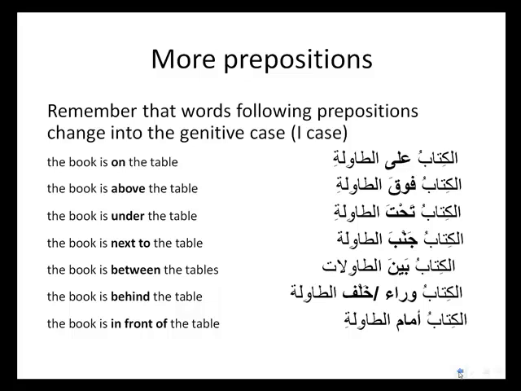And remember, if we're describing the table, the big table, for example, the I case the adjective would carry the I case as well. So it would be الكتاب على الطاولة الكبيرة. And if we add another adjective, that too would change. الكتاب على الطاولة الكبيرة الجميلة. The book is on the big, beautiful table.